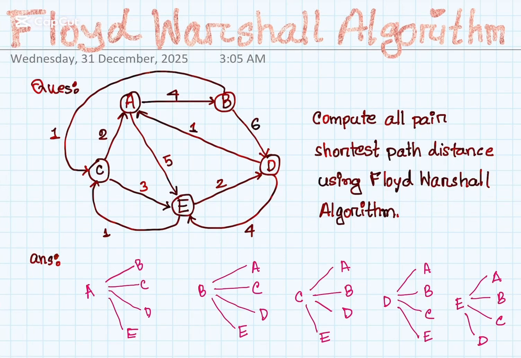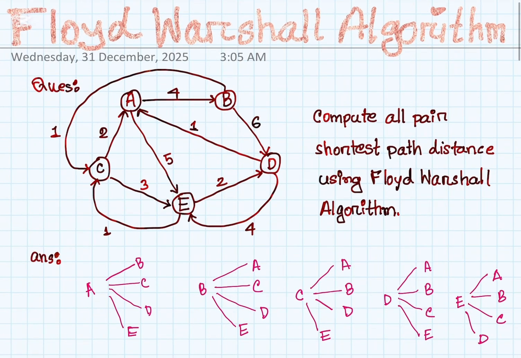Today we are going to talk about the Floyd Warshall algorithm to solve all pair shortest path problems. It means we will have to consider every vertex to be the source vertex and find out the shortest distance from source to all other vertices. For example, at first we'll consider A as the source vertex, then B, then C, and so on.